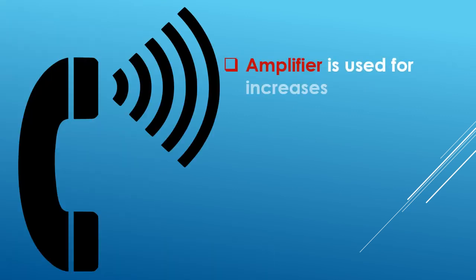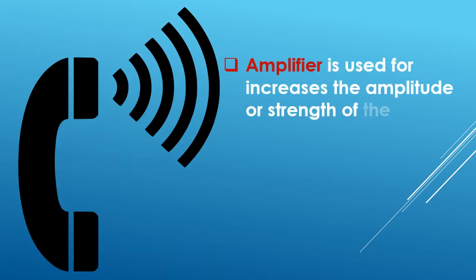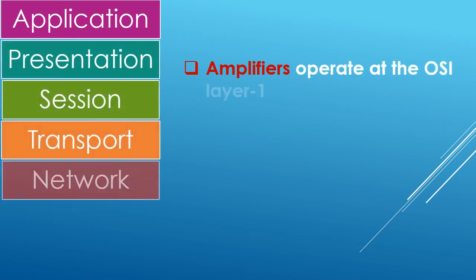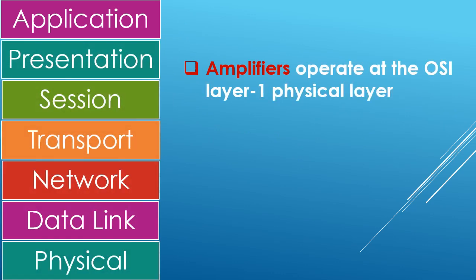An amplifier is used to increase the amplitude or strength of the signal, if the previously transmitted signal is found weak. Amplifiers operate at the OSI Layer-1 physical layer.